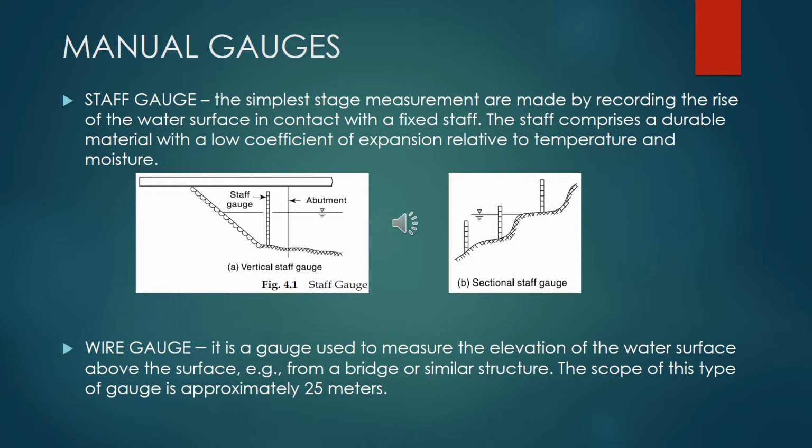Next is the wire gauge. It is a gauge used to measure the elevation of the water surface from above the surface, such as from a bridge or similar structure. The scope of this type of gauge is approximately 25 meters.